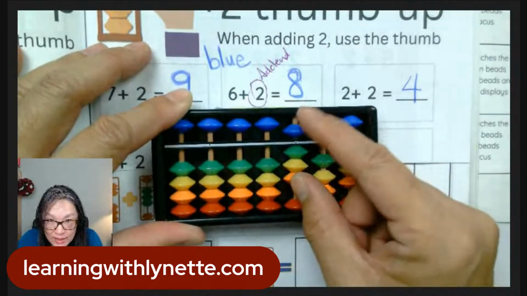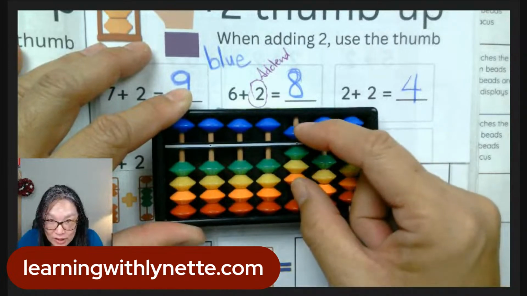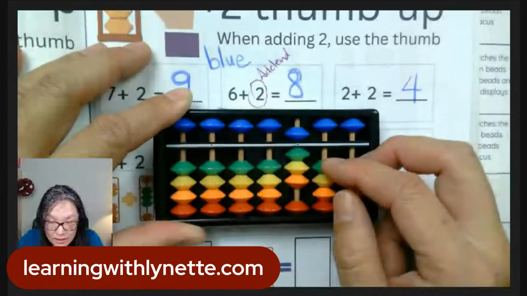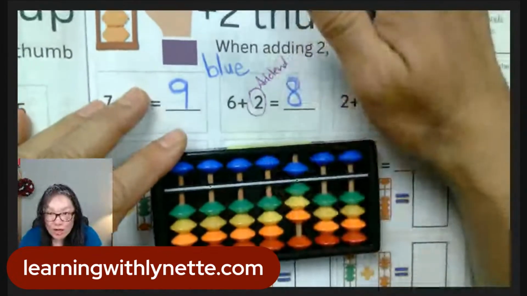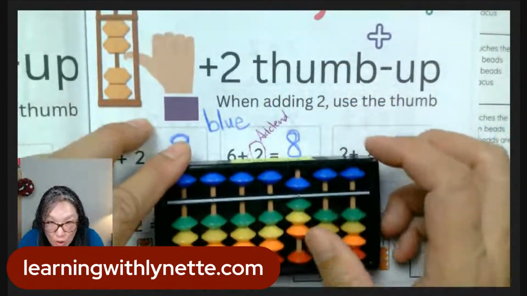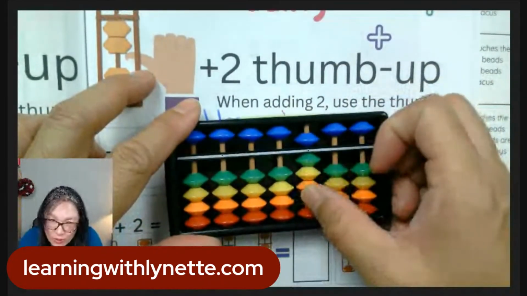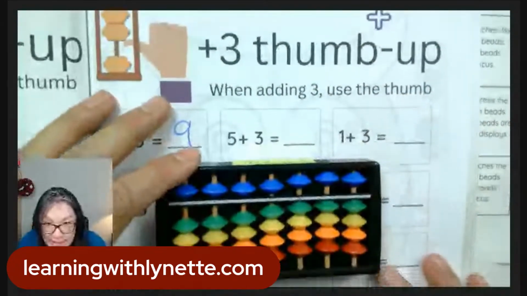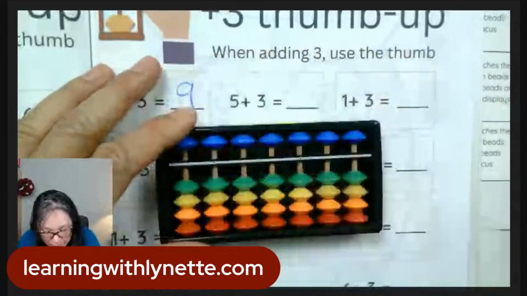So I move these 2 beads, and my final answer is 8. When I look at it, I have 5, 6, 7, 8. Does that make sense? So what we're doing is we're focusing on the number 2 add-in. When we do it, we want to use our thumb to move it up, right? Cool. And then we do 3. Again, it's the same process, same concept, right?